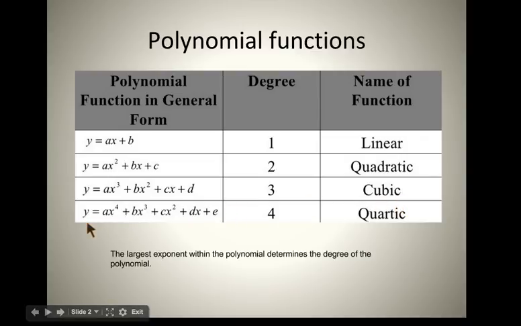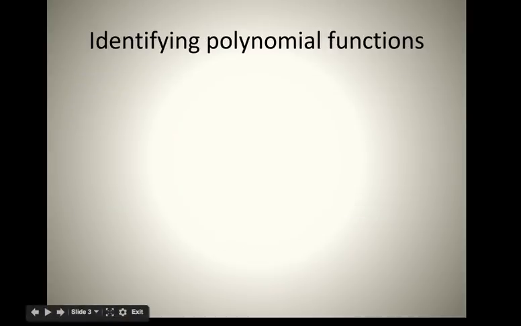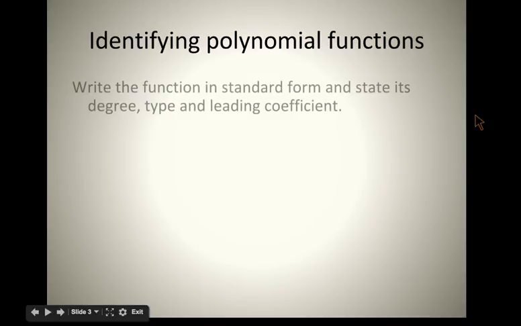For y equals ax to the power of 4 plus bx to the power of 3 plus cx to the power of 2 plus dx plus e, the degree is 4, and therefore it is known as a quartic function. The largest exponent within the polynomial determines the degree of the polynomial. Here are some ways to identify polynomial functions. First, you write the function in standard form and state its degree, type, and leading coefficient.